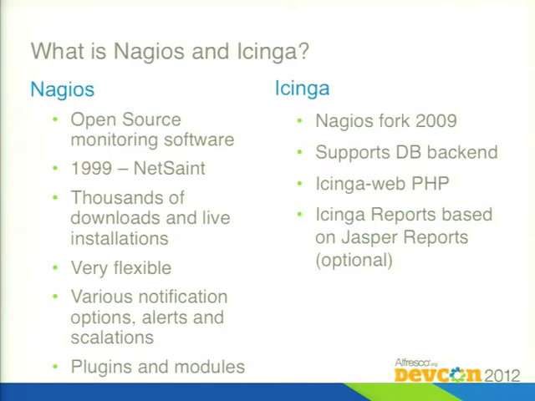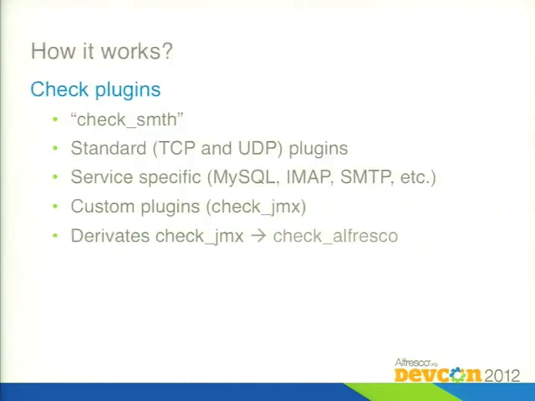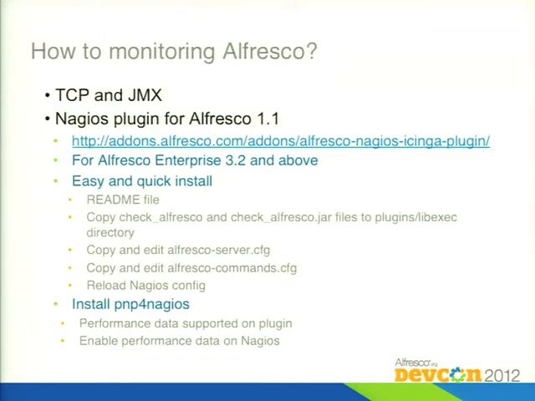Nagios is open source monitoring software, formerly called NetSaint. It has thousands of downloads and a lot of plugins. It works with local and remote plugins, standard ones such as TCP or UDP plugins, or service-specific plugins like MySQL, etc. How to monitor Alfresco?